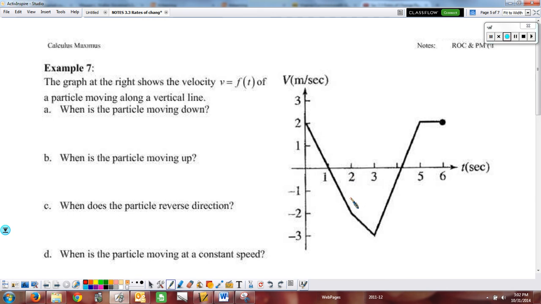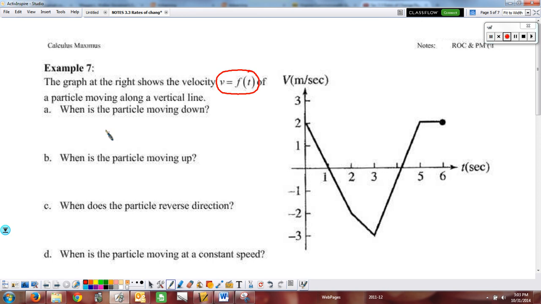All right, so we're going to do example 7 here too as well in this video. The reason why we want to look at this is because graphically they don't always have to give you a position function. Notice that what I have given you here is a velocity function that you are looking at. And so now you're going to be using the velocity function to help you answer the question.